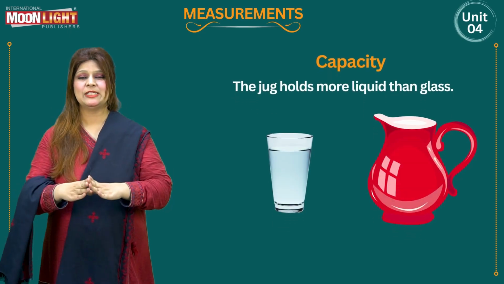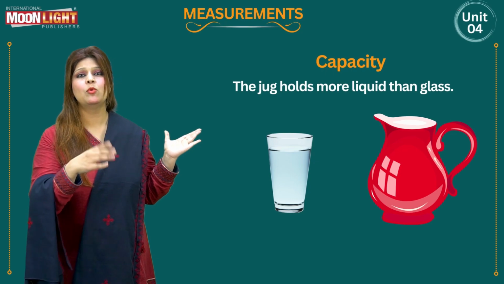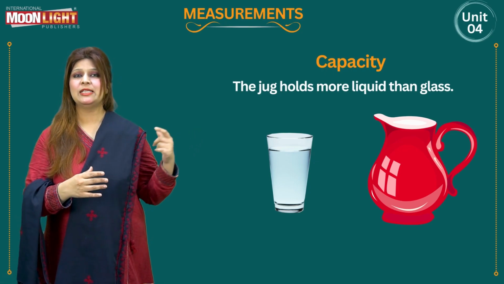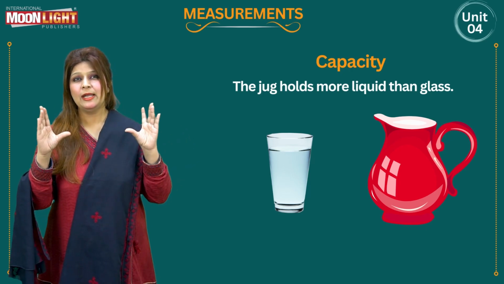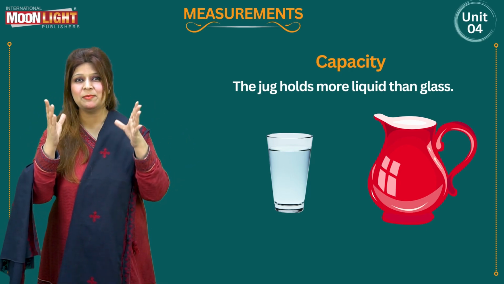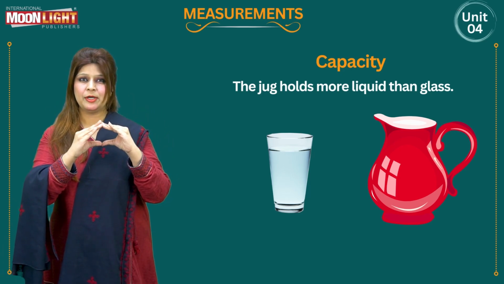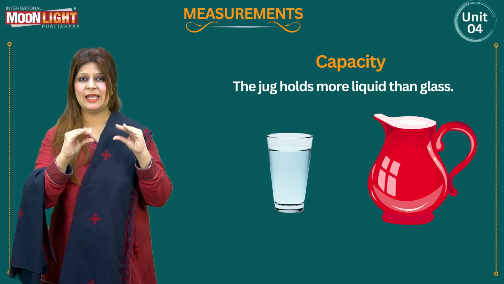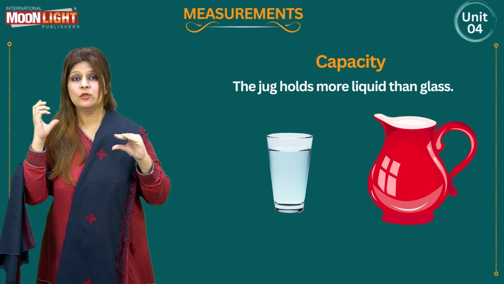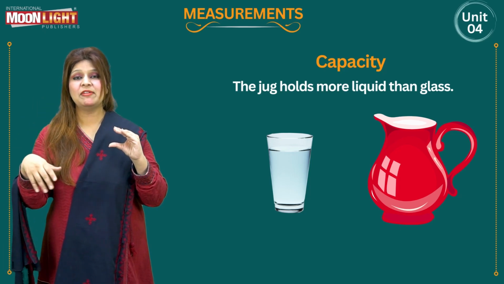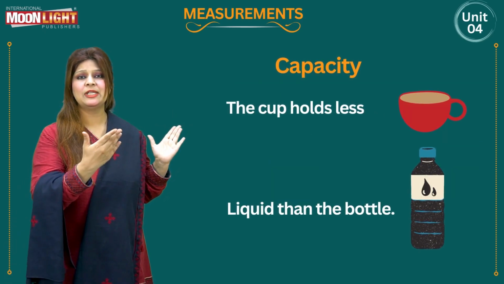So here you can see the capacity. The jug holds more liquid than the glass. You already know that the glass is smaller than the jug. So this is just our estimate that the glass is smaller than the jug. So the glass will contain less water or juice, but the jug will contain more liquid in it. So that means that the jug has more capacity than this glass. So the cup holds less liquid than the bottle.